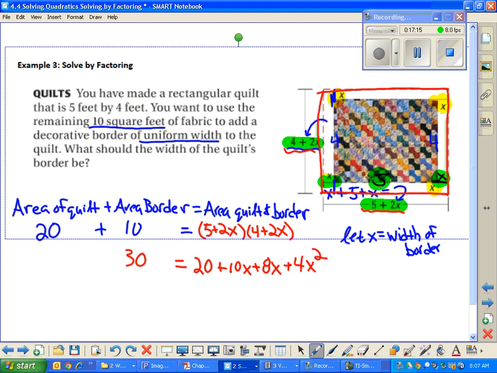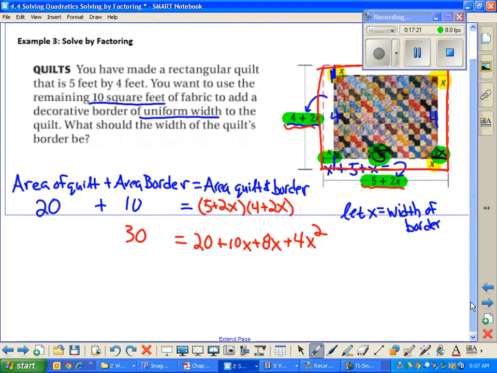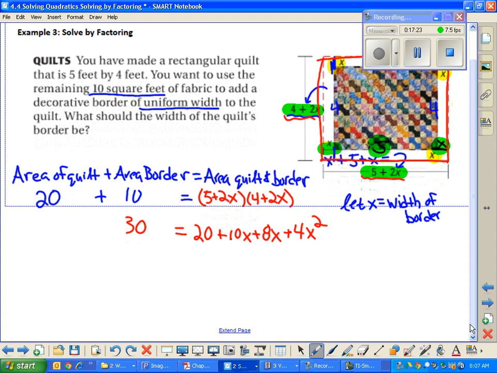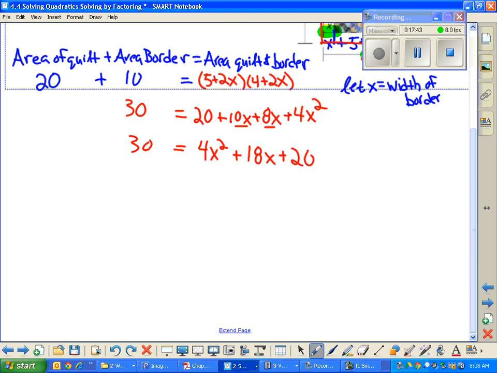would be 4x squared. And then I recall from earlier in the lesson that I really can't solve a quadratic unless it is written in standard form. So I would take time to get that one side into standard form and simplify a little bit. So this would be 4x squared, 10x and 8x is 18x plus 20. And then we really can't solve unless one side is equal to 0. So I would subtract 30 from both sides.